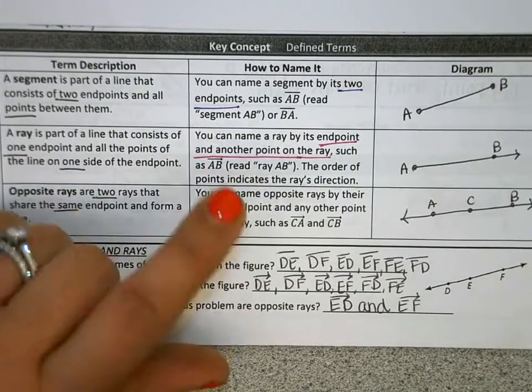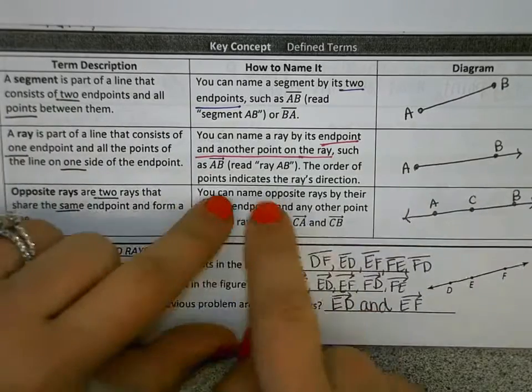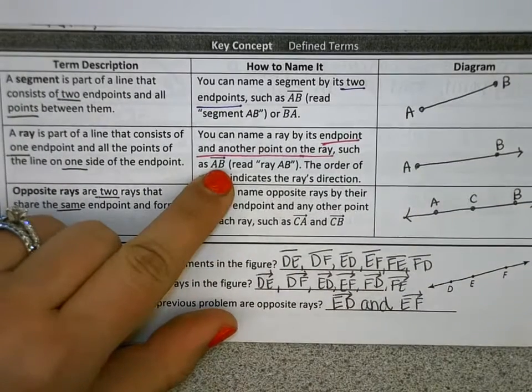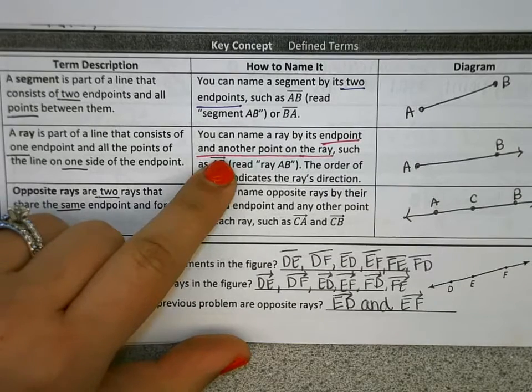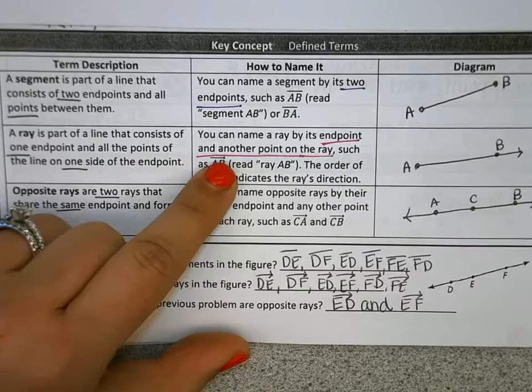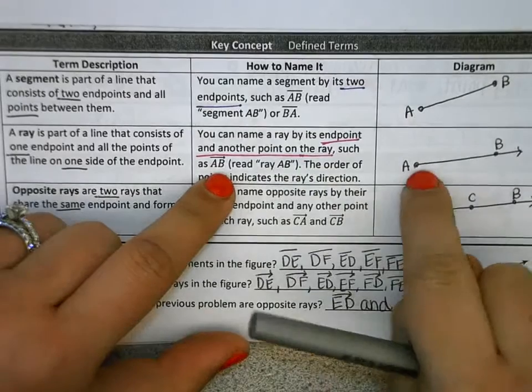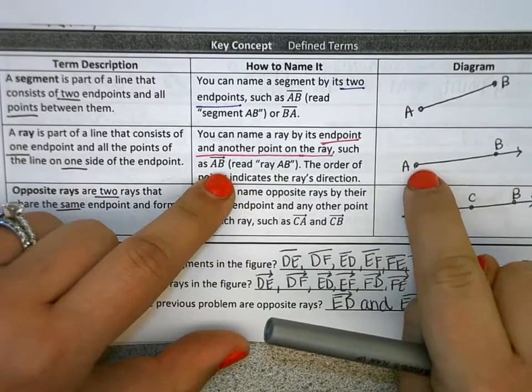So one confusion that students have when they're naming rays is they put the arrow above the points going whichever direction the ray is going. When we write it out, we always use the arrow to the right to indicate a ray, okay? We tell the direction by the order in which we order the points. So AB means that the endpoint is on A and then I'm going in the direction of B.